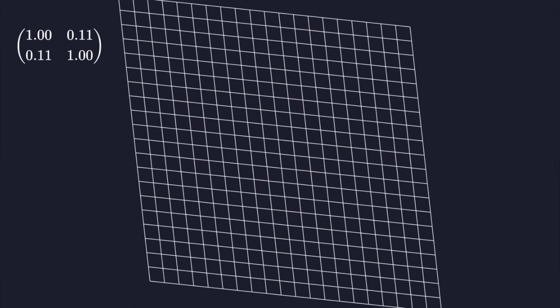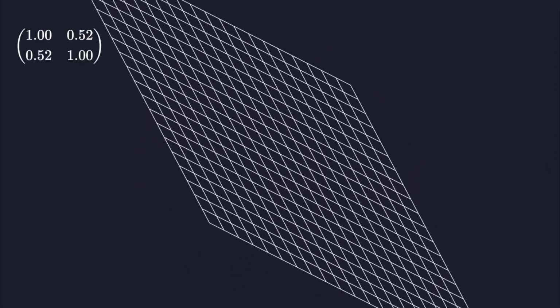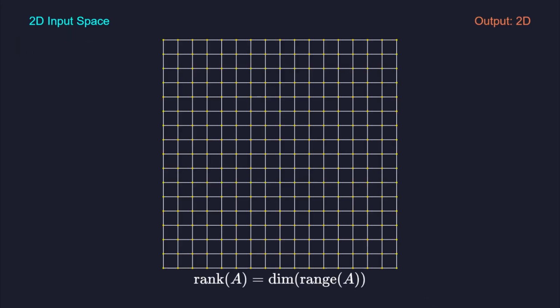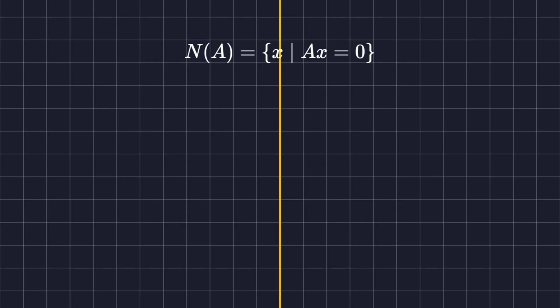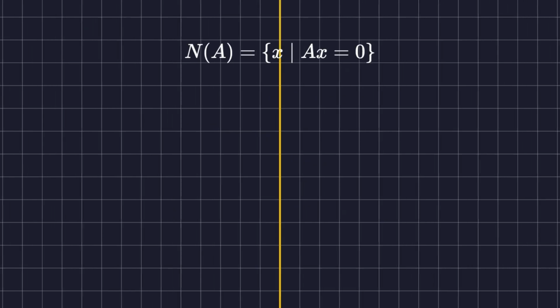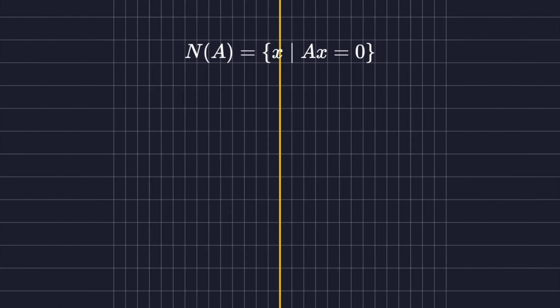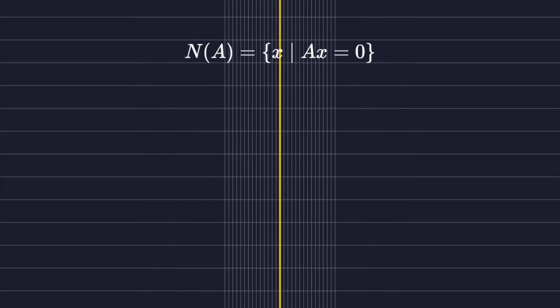When the determinant is 0, the transformation squashes space into a lower dimension. A two-dimensional plane might collapse into a single line, or even a single point, meaning information is permanently lost. The rank of a matrix describes the number of dimensions in the output. A rank of 1 means all vectors land on a single line, regardless of where they started in the original two-dimensional space.